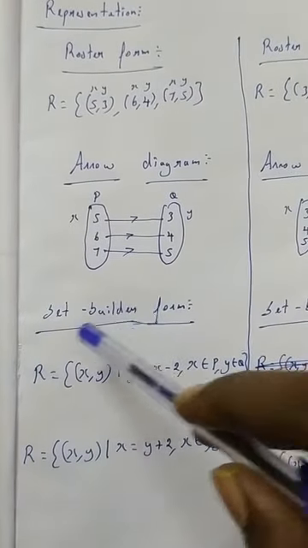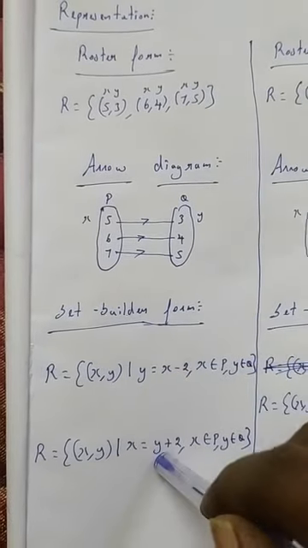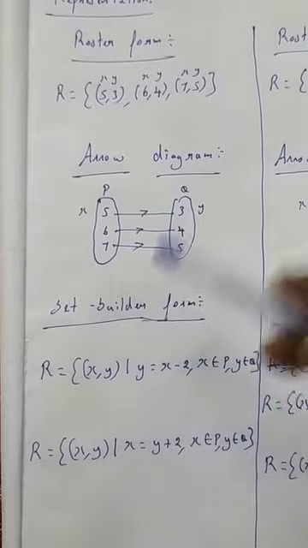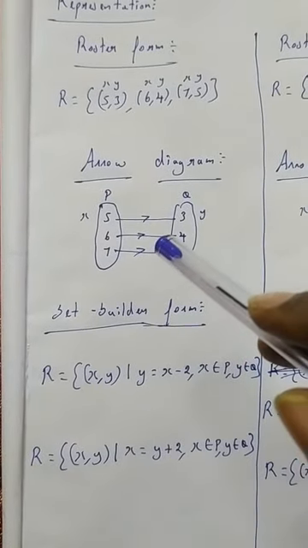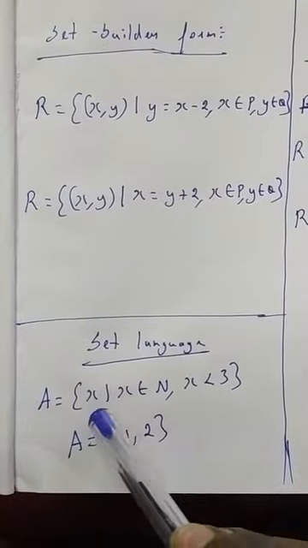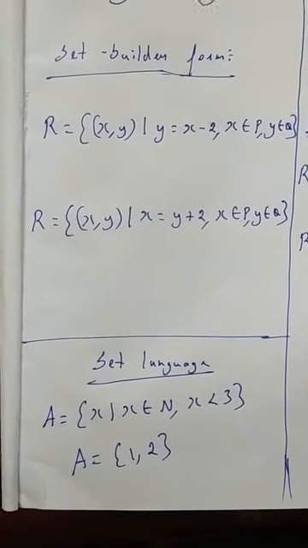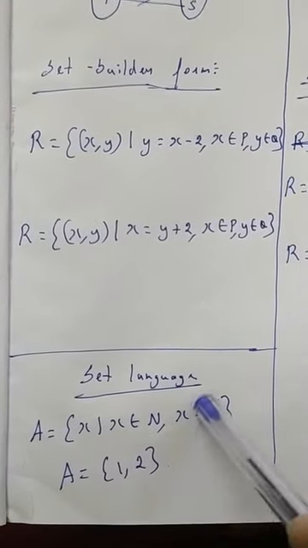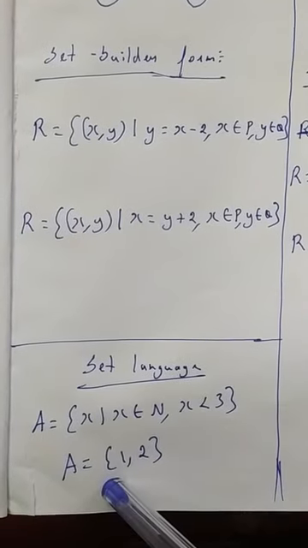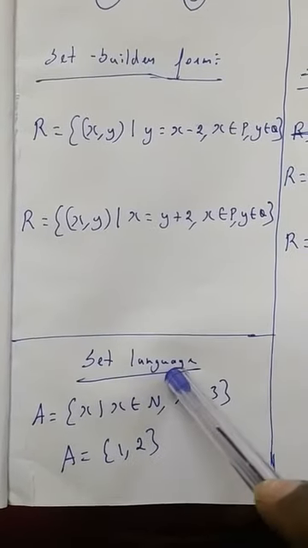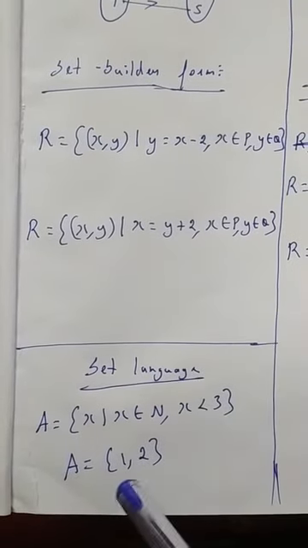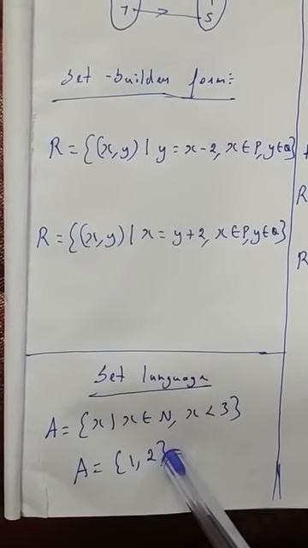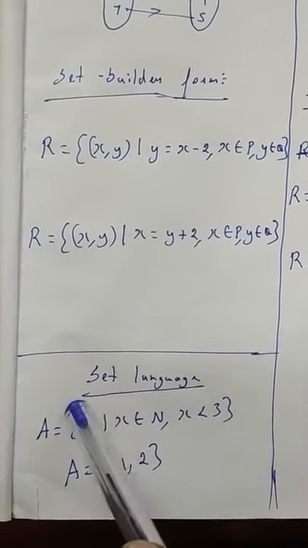And the next one is set builder form. So this is the most important thing in this relation. Set builder form. So in set language, how do we write set builder form? In set language, for example, set builder form is nothing but describing a set by a rule. That is {x such that x belongs to natural numbers, x less than 3}. If you want to write it in roster form, x belongs to natural numbers means it starts from 1. X should be less than 3, so up to 2. So {1, 2}. So this is the set builder form.